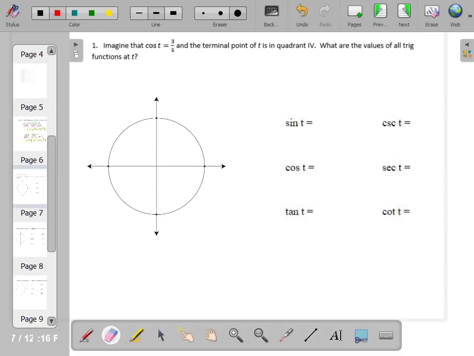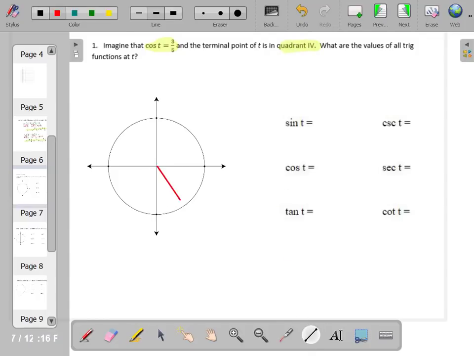Hello, ladies and gentlemen. We're going to do some triangle problems here where they might not be on the unit circle. So here's what we're going to do. If it tells me that the cosine of an angle is 3/5, what I know is that the adjacent over hypotenuse is 3/5. But they also tell me that I'm in quadrant 4.